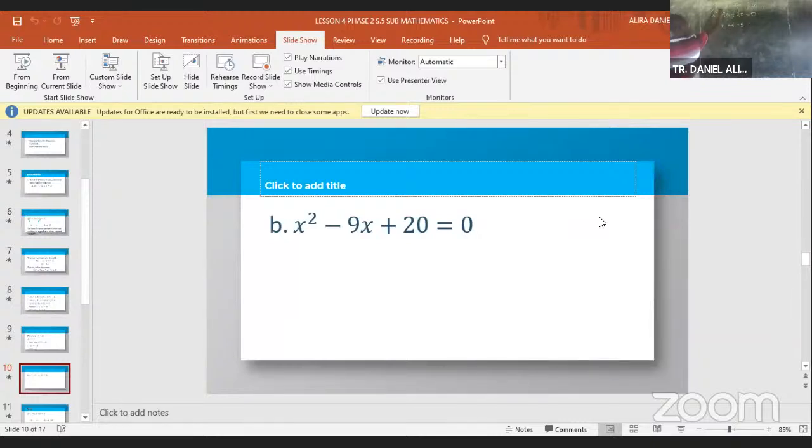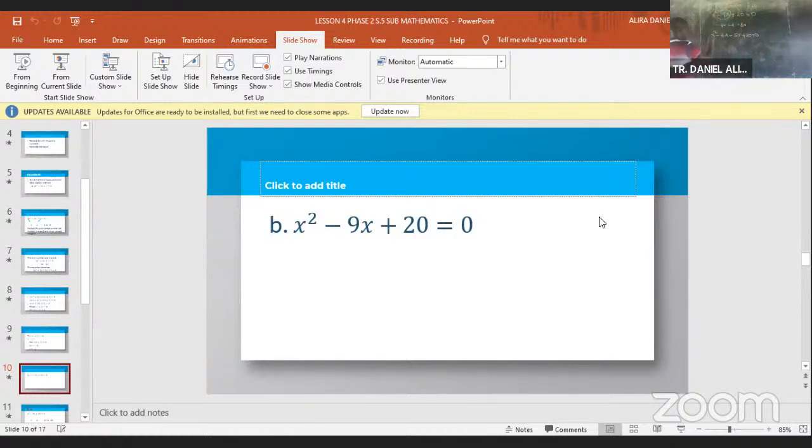So I replace the negative 9x with negative 4x and negative 5x. You multiply those two numbers by x. So now this will be x squared minus 4x minus 5x plus 20 equal to 0. I told you, after doing that, you will have 4 terms. So after getting the 4 terms, you group them into 2.